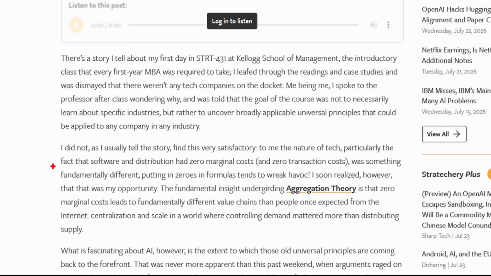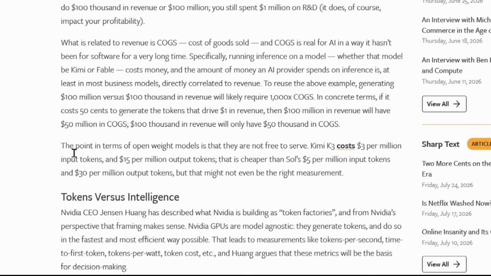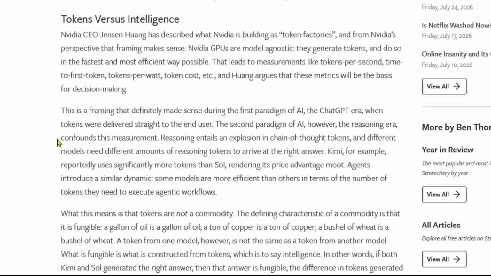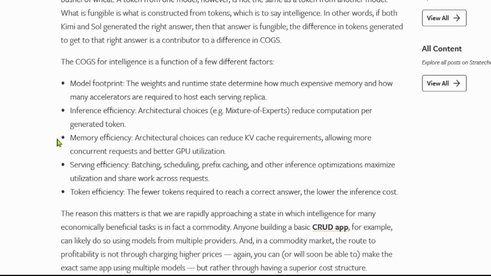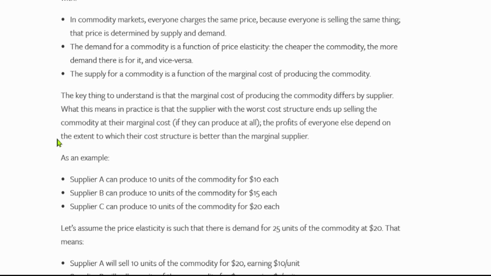In the AI world, NVIDIA's tokens themselves aren't actually a commodity, because different models require drastically different amounts of chain of thought tokens to reach the exact same correct answer. What is fungible, what is commoditized, is the final correct answer, the intelligence itself. And the cost of goods sold, or COGS, for that intelligence depends on inference efficiency, memory efficiency, like reducing KV cache requirements, and architectural choices like mixture of experts.